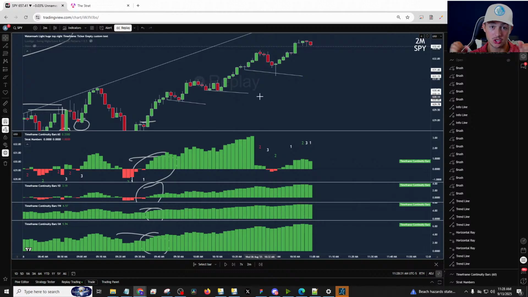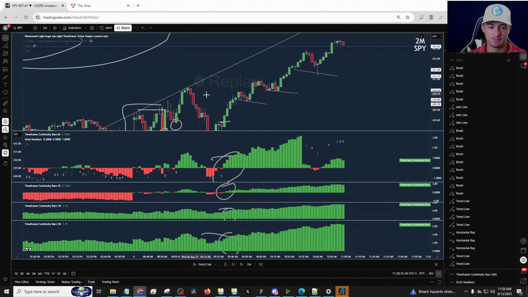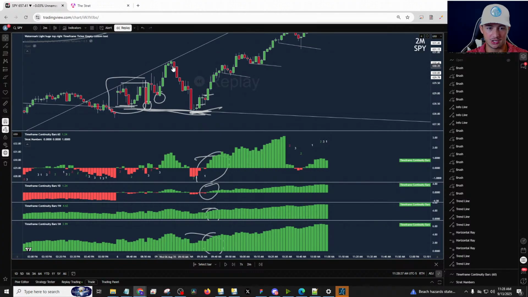Just because we know we want to trade up in the direction of continuity, we don't have to take the shorts. And you know, you could have taken shorts if you want, but we want to trade in the direction of all those time frames.